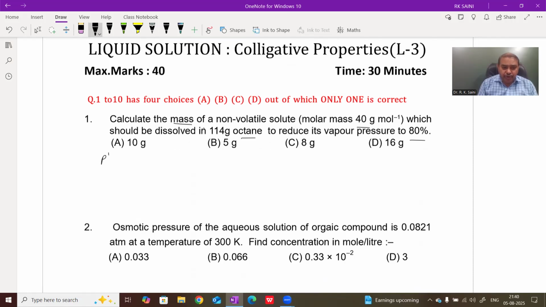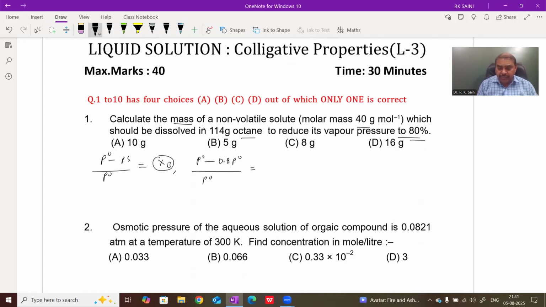We know that (P naught minus Ps) upon P naught equals the mole fraction of solute. Putting the value: initial pressure P naught decreases by 80%. Therefore, the pressure of solution is 0.8 P naught. So 0.2 P naught divided by P naught equals XB. XB is the mole fraction of solute.